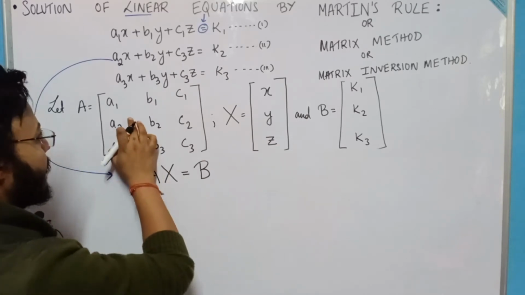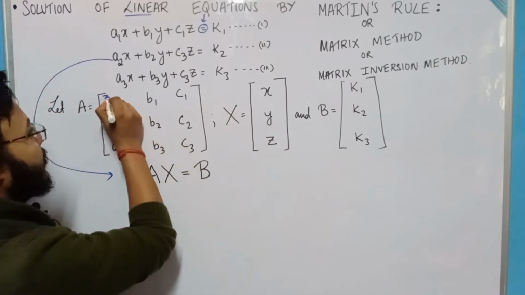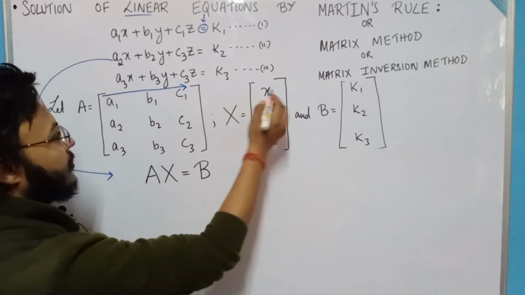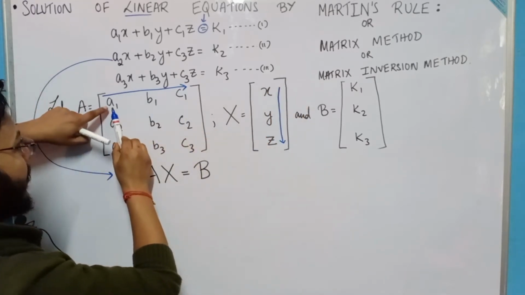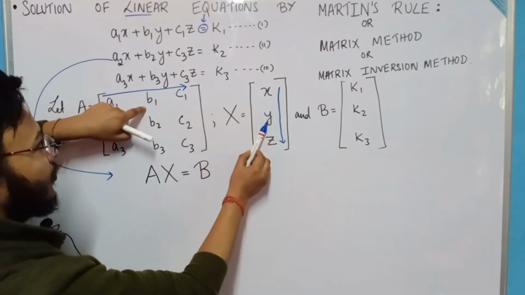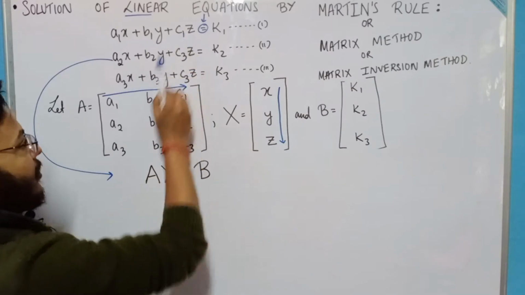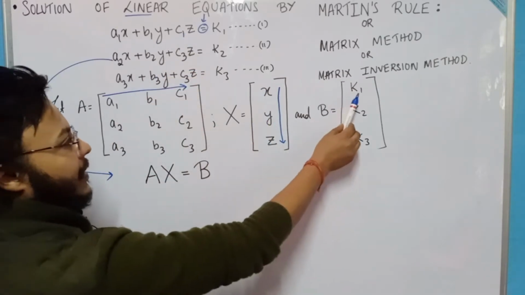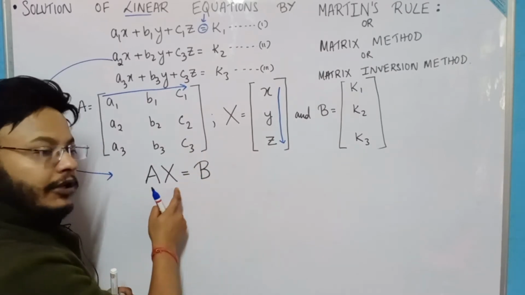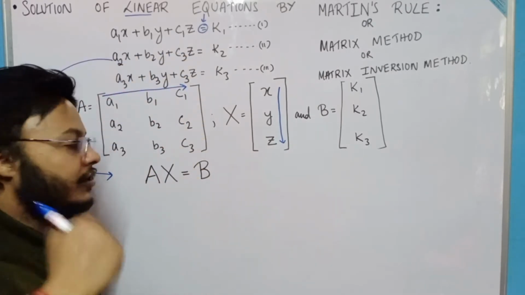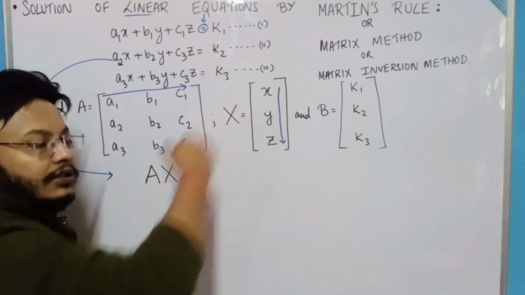So if you see, A is there, and if I multiply like this, you know the matrix multiplication, you have to multiply this into this, going this way. If you see nicely, a1 into x plus b1 into y plus c1 into z, and my first one is k1. So this way, if you do matrix multiplication, you form the linear equation again. Got it, understood? So whose rule is this? This is Martin's rule.